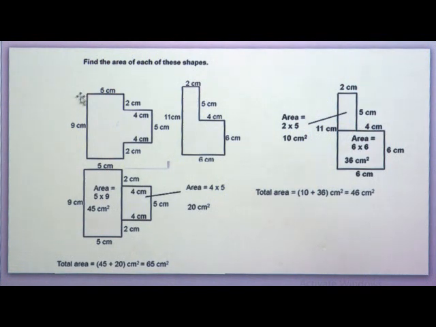Now, find the area of each of these shapes. You might be seeing that we have very different shapes here. In the previous one, we had a square tabletop where the perimeter was given, and we had to find the length of each side.